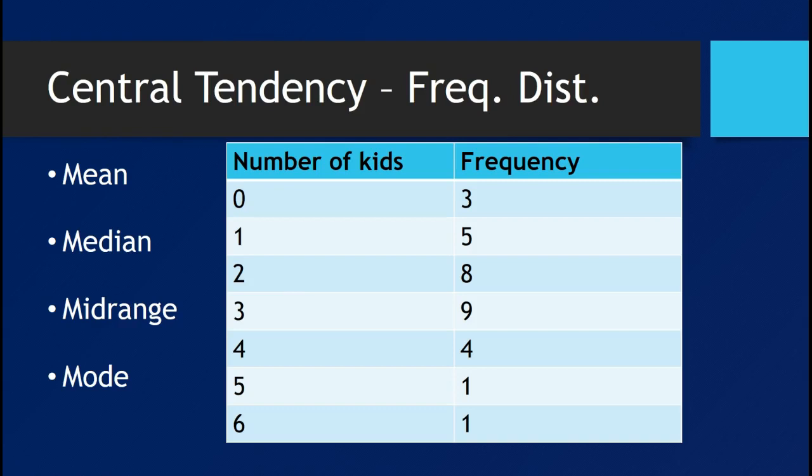What I would do is take the number of kids, this column, and put those numbers 0 through 6 into list 1. So I go into list 1, again clear it out if we need to, and hit 0, enter, 1, enter, and all the way until you get to 6. And then in list 2, we're going to type in those frequencies. So we're going to type in 3, 5, 8, 9, 4, 1, and 1.